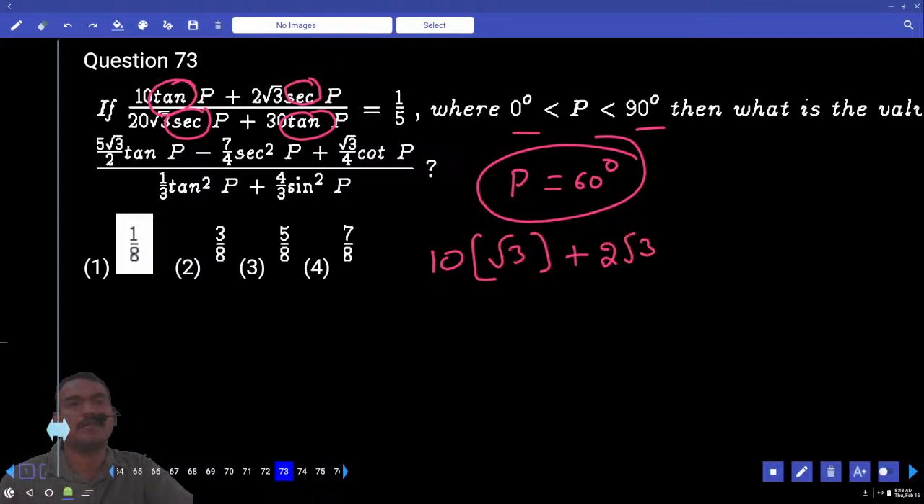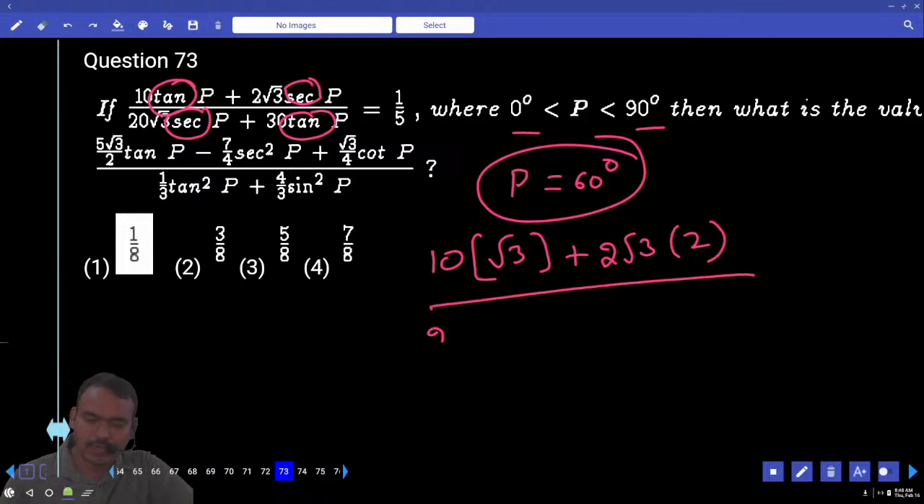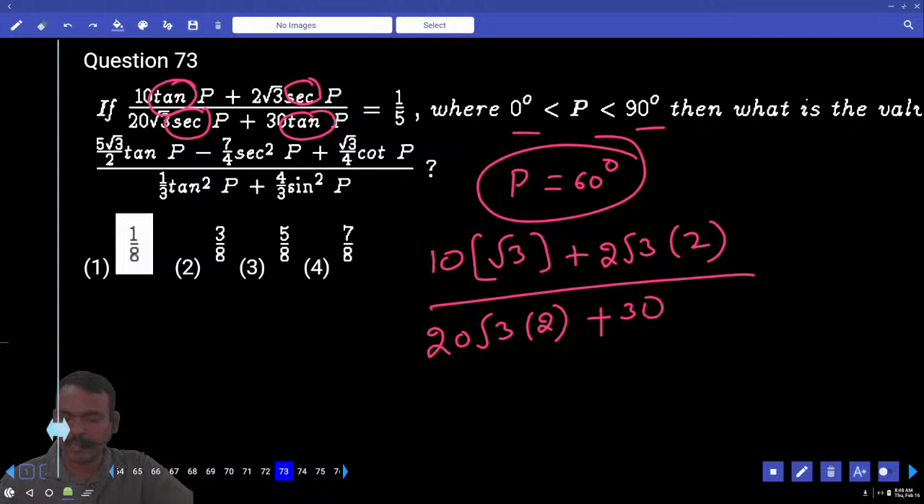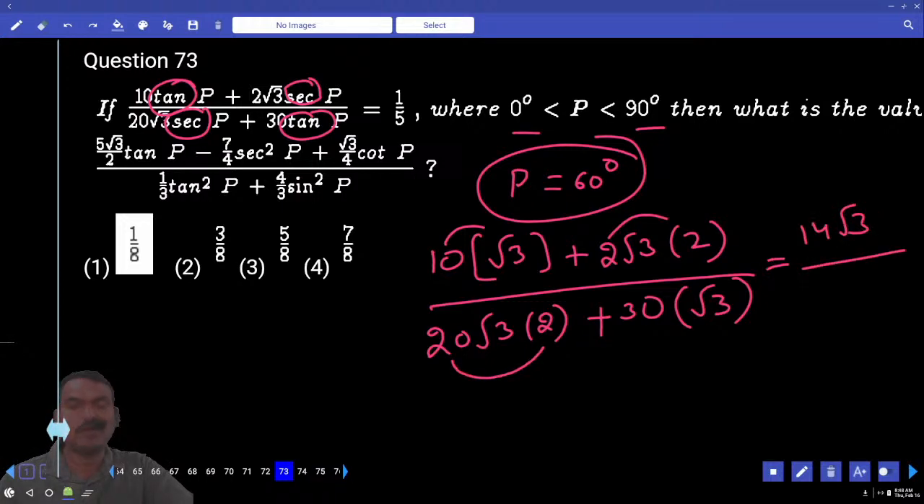secant 60. Secant 60 means cos 60 reverse or not. What is the cos 60? 1 by 2. Reverse means 2 or not, by 20 root 3 secant 60. Secant 60 means we return into 2 or not, plus 30 tan p. 30 into tan p root 3 or not. Numerator 10 root 3 plus 4 root 3, how much? 14 root 3 or not. Denominator 22 the 40, 40 root 3, 30 root 3, total it is 70 root 3 or not. Root 3 cancel, 14 and 70, 1 by 5 or not.